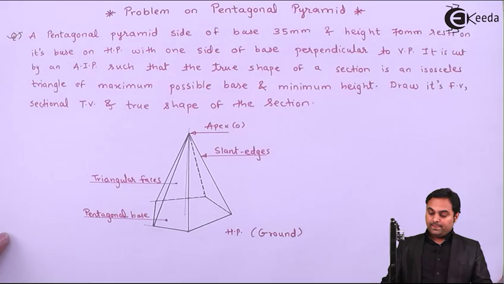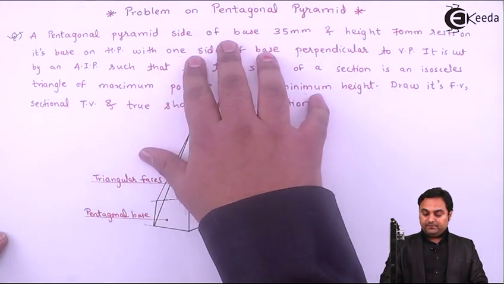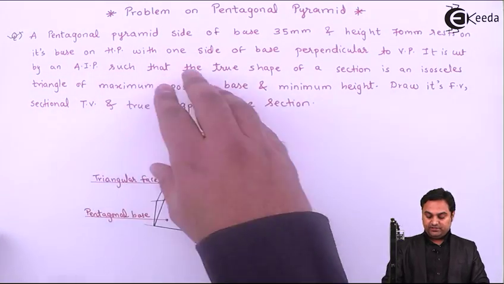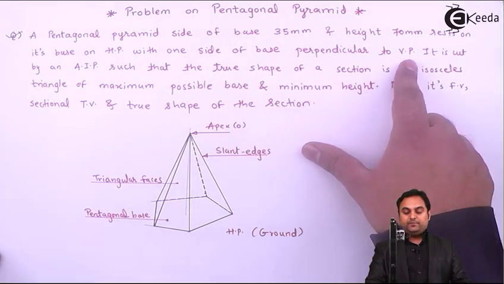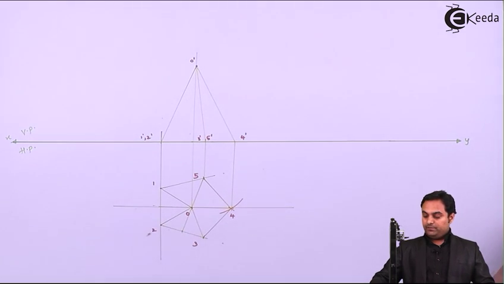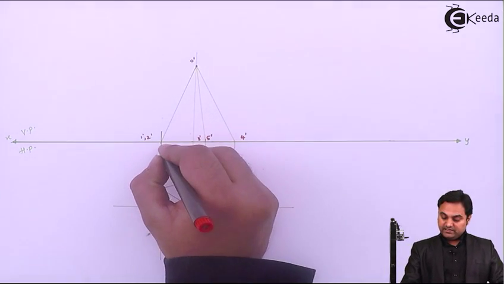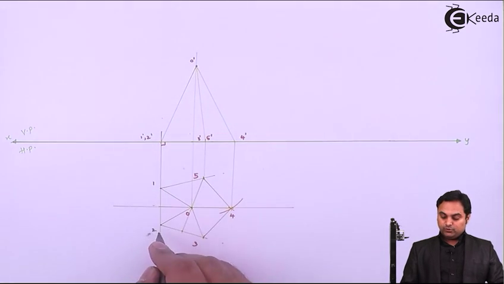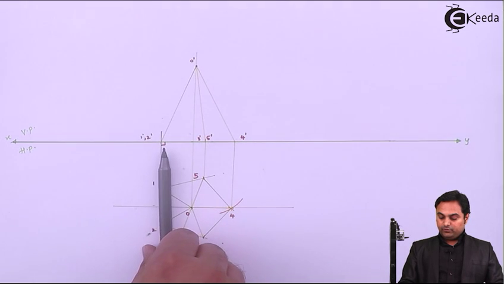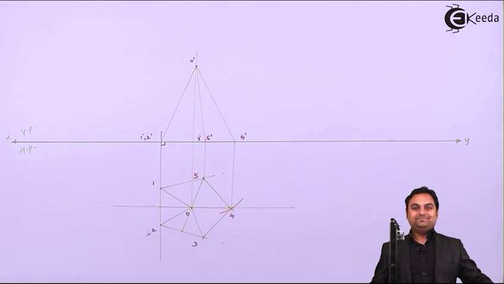Here it is given: pentagonal pyramid, side of base 35 mm and height 70 mm, rest on its base on HP with one side of base perpendicular to VP. So here I have shown one side of base perpendicular to VP seen in HP, and that side is 1 to 2, means this edge 1 to 2 is perpendicular to VP, it is seen in HP.